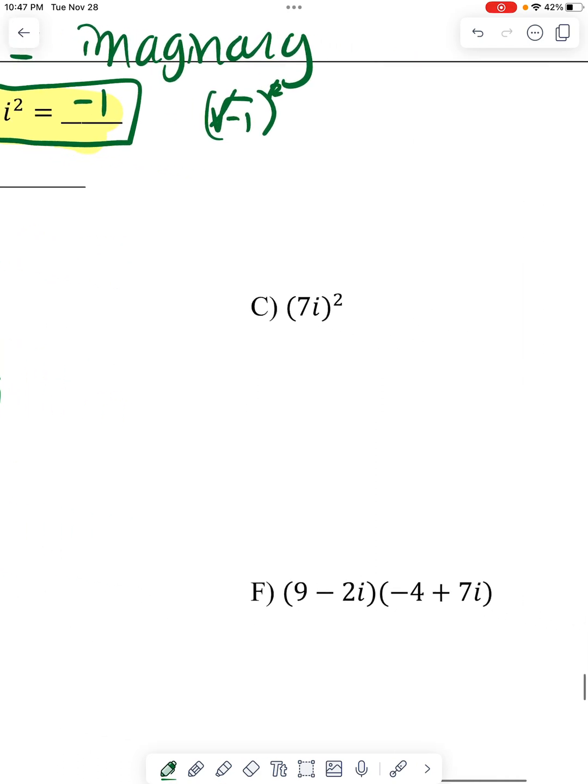So what about this? This is taking 7i times 7i. What I always think about is that when I'm doing my math, I'm going to treat i like an x until it's squared.